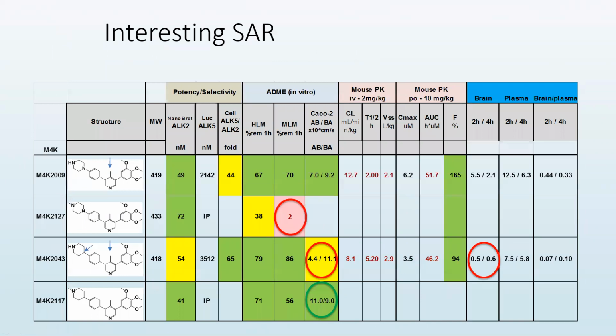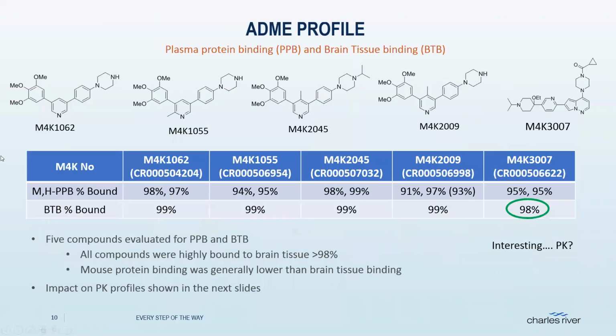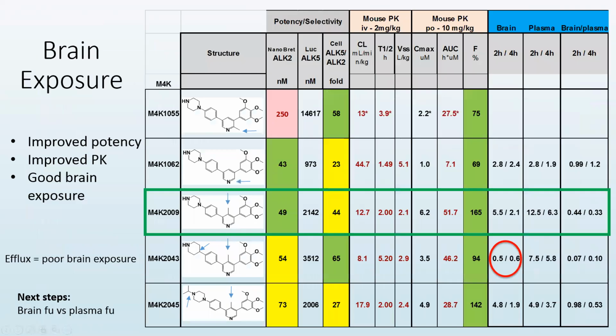That we did move in. In fact, it was in this experiment as well, M4K 2045. Okay, that would help. That would answer that question. Yeah, and do I have that slide? Brain exposure 2045. So it showed good brain exposure as well, and that one is metabolically stable. So I think we did move that through.